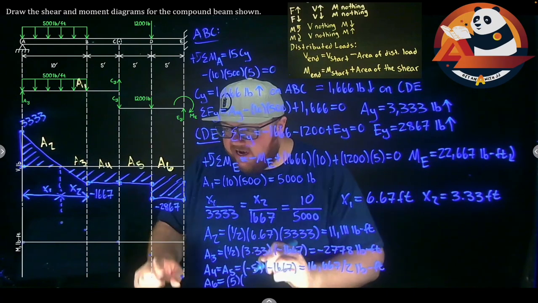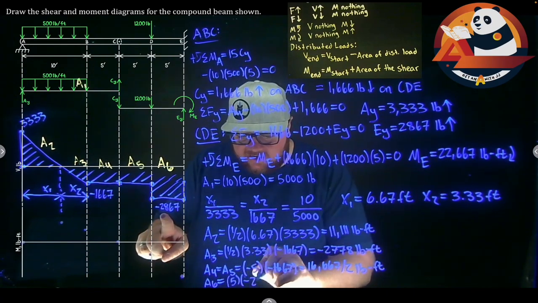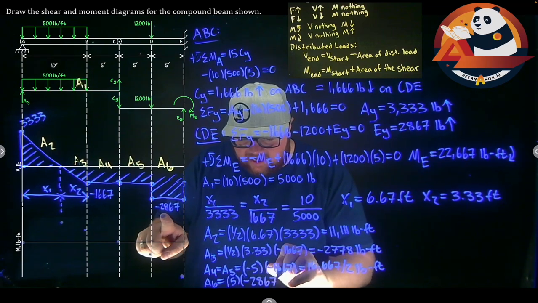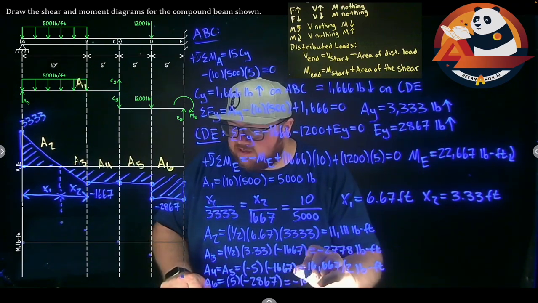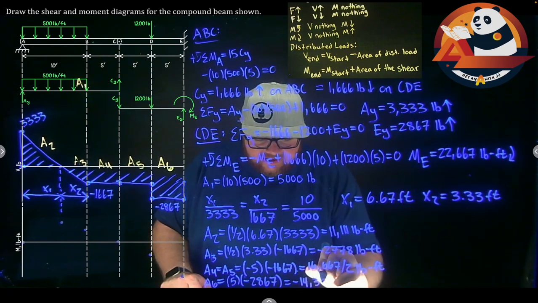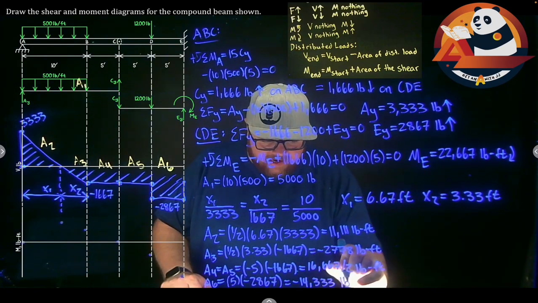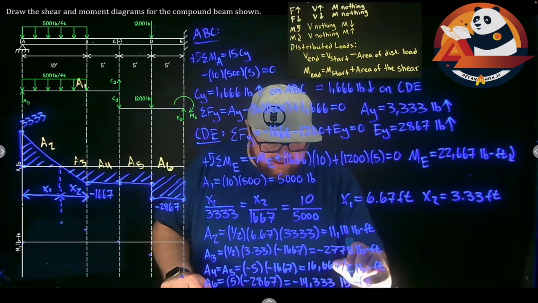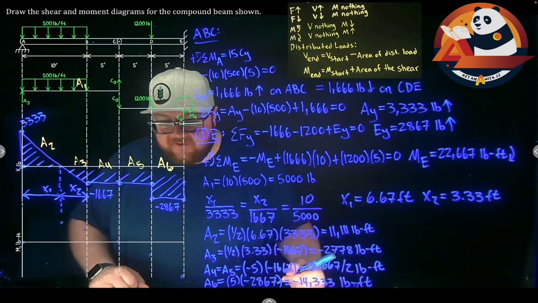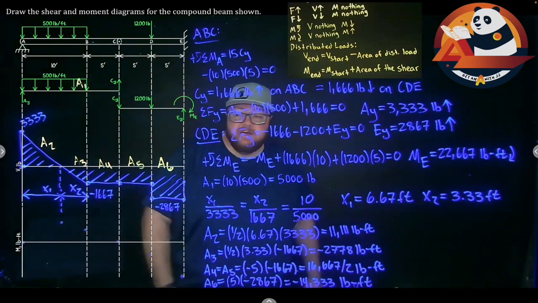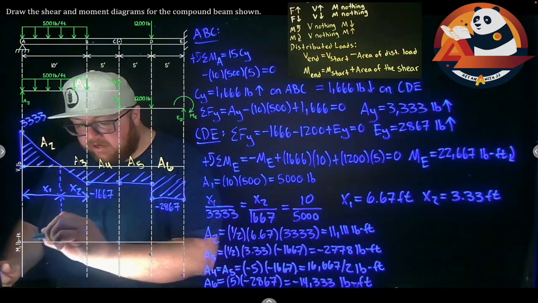5 times our height is negative 2867. Or this is going to get us to negative 14,333 pound feet. And we can work with our areas then to find our moment diagram. So we'll start at 0 and just work left to right.